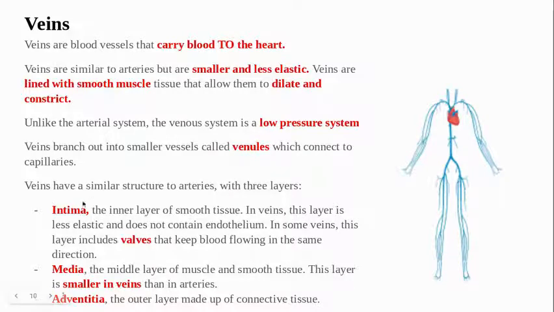And then again, the veins have similar structure to arteries with the intima, except veins don't have the endothelium. And some of them have valves. And then the media, and like I talked about, the muscle layer is a little bit smaller in veins. And then the adventitia, which is the same outer layer of connective tissue.